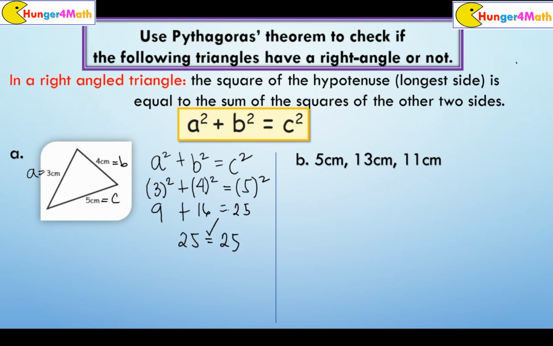Now, since the sum of the squares of the other two sides is equal to the square of the hypotenuse, so this is a right angle triangle.